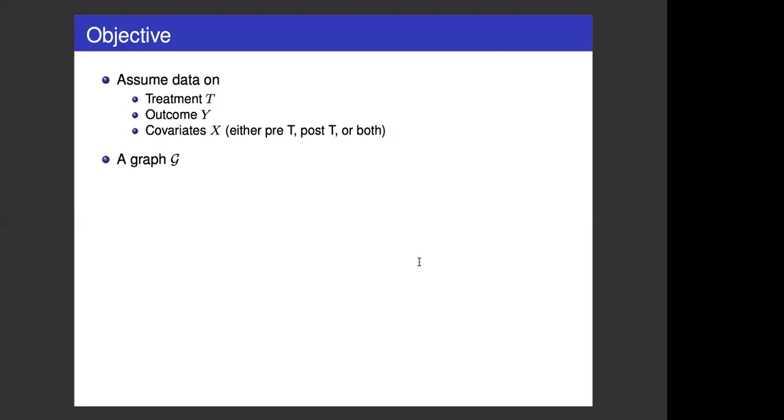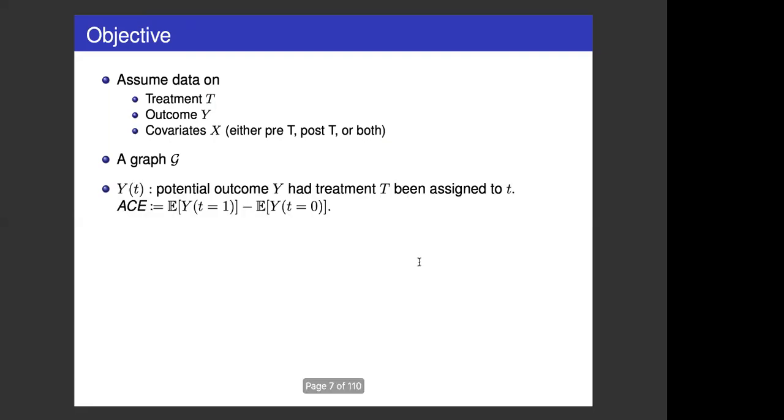Say we have data on treatment T, outcome Y, and some covariates X. They could be pre-treatment, post-treatment, or both. And we have a graph that tells us the story of how these variables are related, and how the hidden variables are related to the observed variables. Given that, we are interested in the causal effect of T on outcome Y, which is captured by a counterfactual contrast of the form Y(t), the potential outcome Y had treatment T been assigned to little t. We just use potential outcome and counterfactual interchangeably.